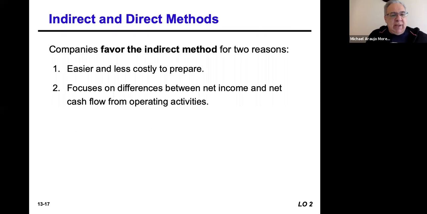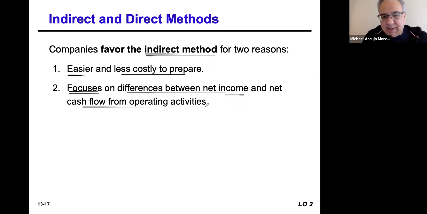First of all, we do the indirect method. I'm not teaching the direct method. The indirect method is definitely much less costly for companies to prepare, and it's also easier. And the indirect method tells the story much better on why there's a difference between net income and net cash provided by operating activities. And that's an important story to know.